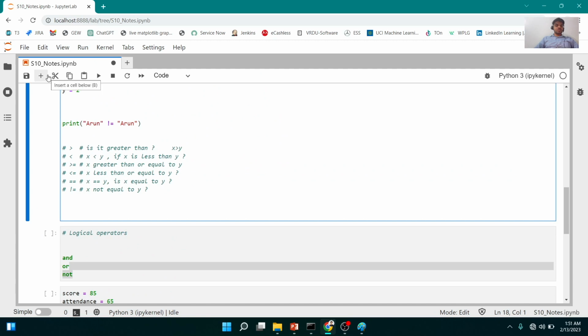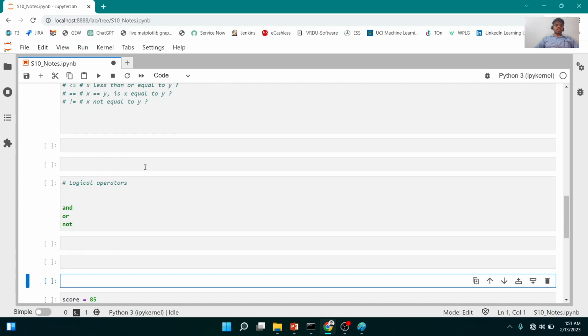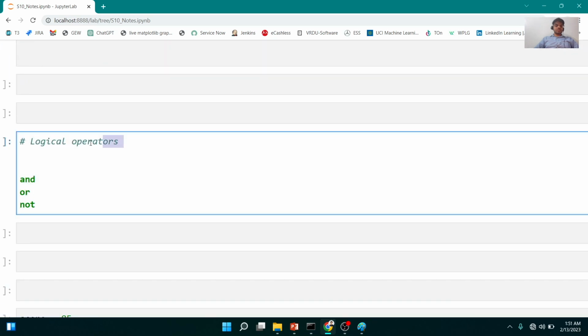I'm bringing your focus towards another topic that is called logical operators. Before I get into what logical operators are, please note that on a day-to-day basis, it's not just one decision that you take. Sometimes, for you to take a decision, you might depend upon many other smaller decisions, right?